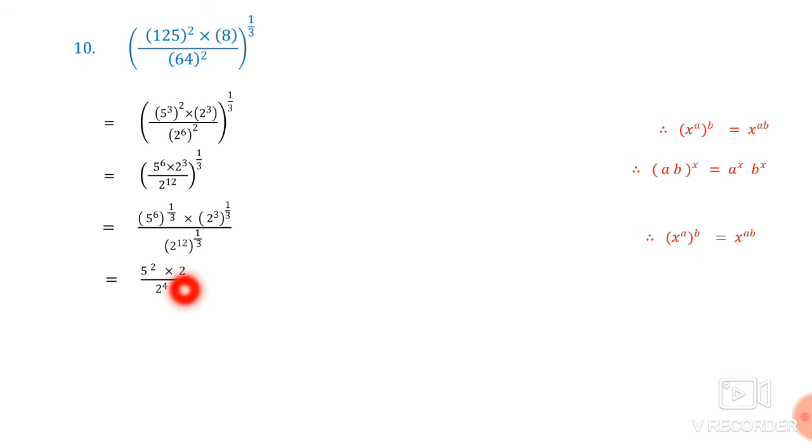Okay, here we can see that we have 2 exponent 1 here and 2 exponent 4 here. So they can be reduced, or we can say that we will apply the law of exponent. Bases are same and the numbers are dividing with each other. We will subtract the exponent. So 2 exponent 4 minus 1 will become 2 exponent 3. 5 square is 25. 2 cube is 8. This will be the answer, or you can convert it into improper fraction.